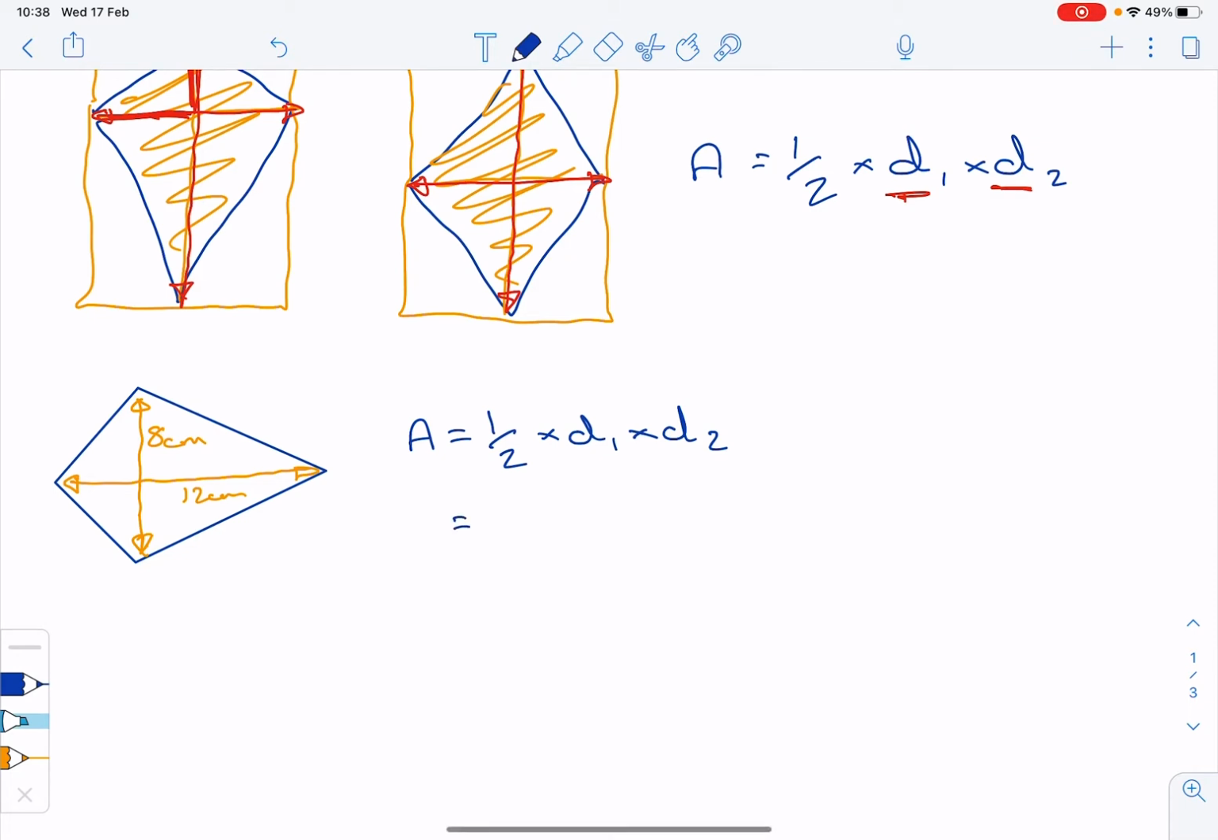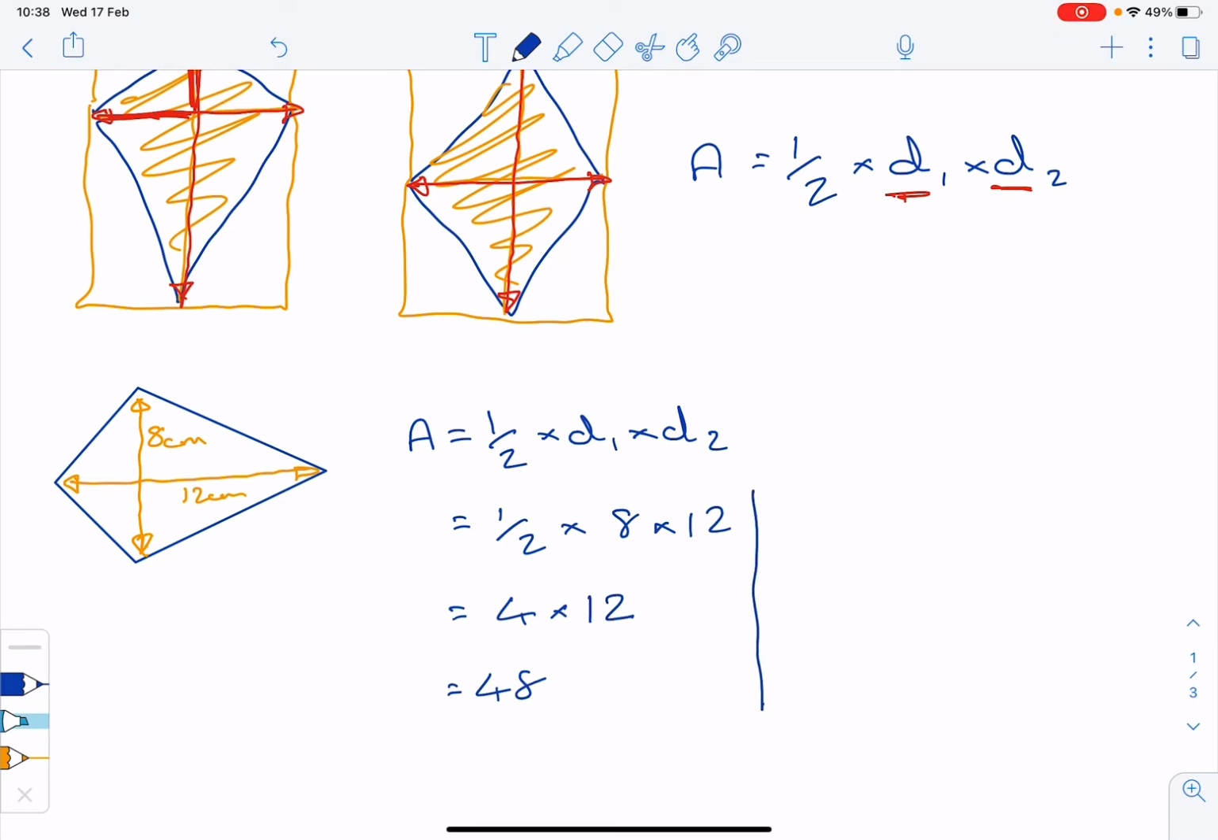Okay? So it's going to be a half times by 8 times by 12. Okay, we could have written 12 times by 8, doesn't matter. As long as we're multiplying, it doesn't matter which order we do it in. So it doesn't matter which one of the diagonals comes first. Okay, and then from here, okay, it's just a case of how we tackle this. We can do a half times by 8. A half times by 8 is just 4. And then we still need to multiply by the 12. That gives us 48.